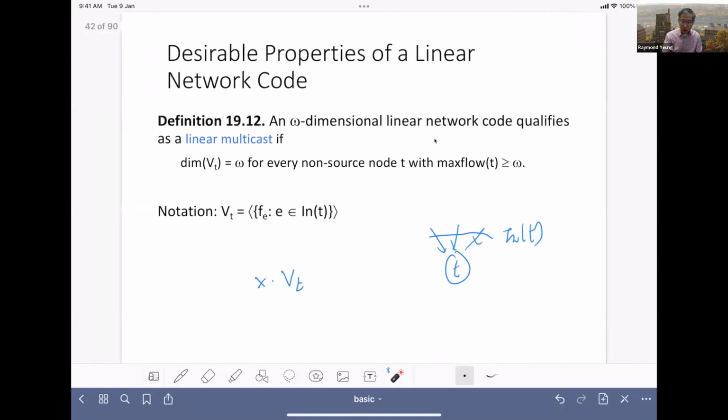So this is a desirable property of a linear network code, and we call such a linear network code a linear multicast, because it can multicast the source message to every non-source node such that the max flow is sufficient.